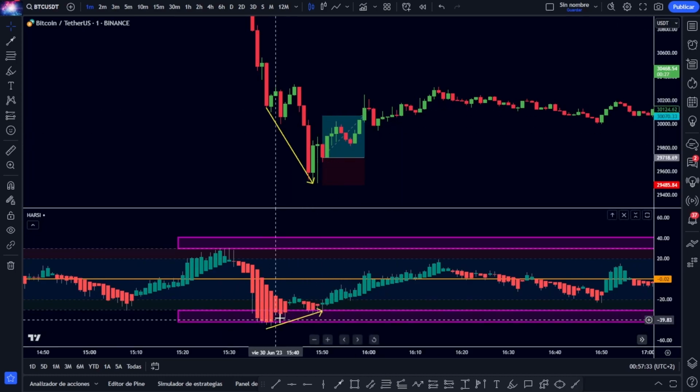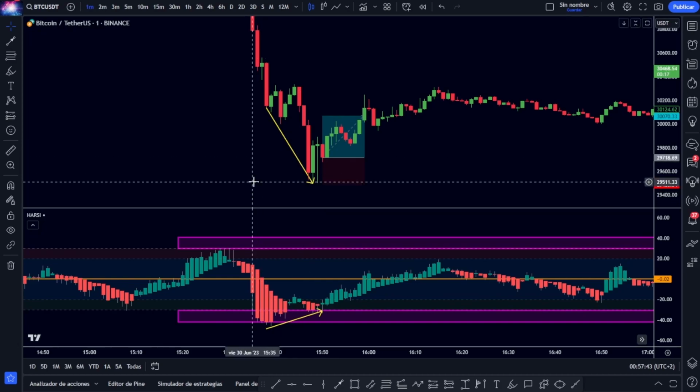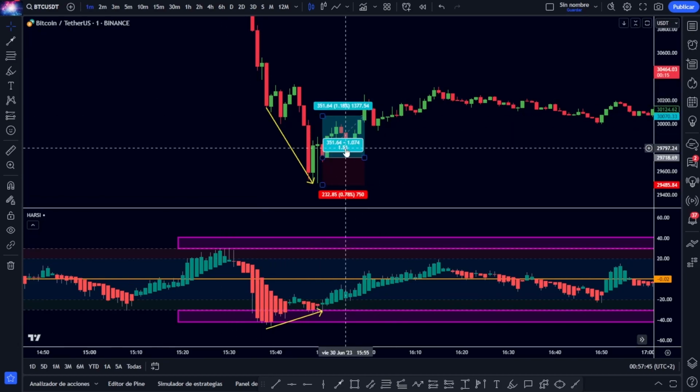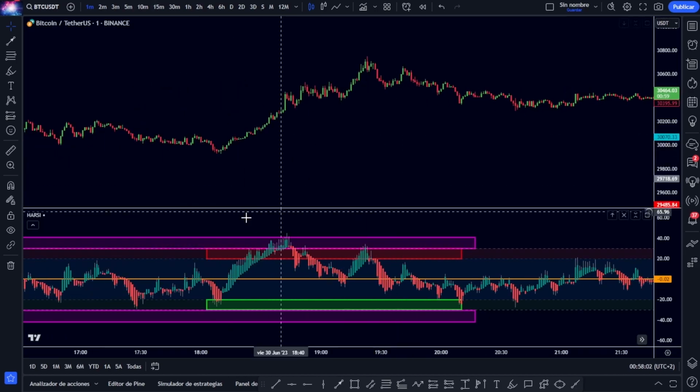It will provide fewer entries. But being in 1-minute temporality, we should not worry about it, because at the end of the day we always end up having several opportunities. As I was saying, if you prefer to use other higher time frames like 5, 10, or 15 minutes, you can also do that by adapting your RSI.